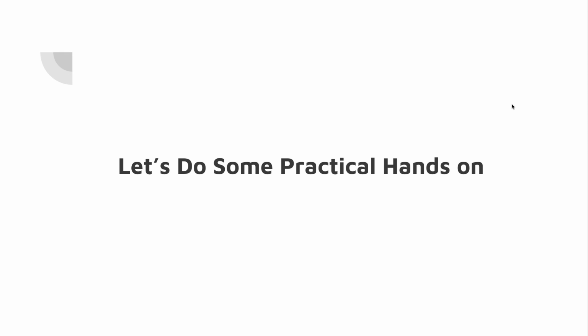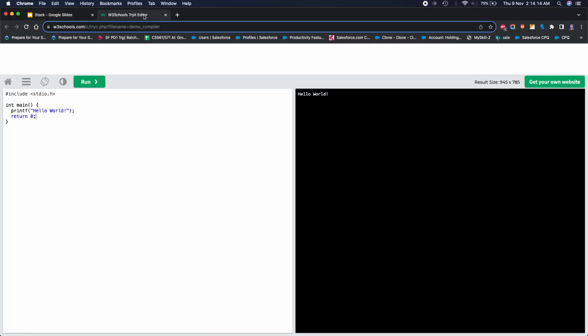So let's do some practical hands-on. Here I'm going to try this with C language. Here we have our main method and we need to define some methods over here. Let's define those methods. How those methods will work, we will see. We have to define a few methods. First, we will define our methods in C language.